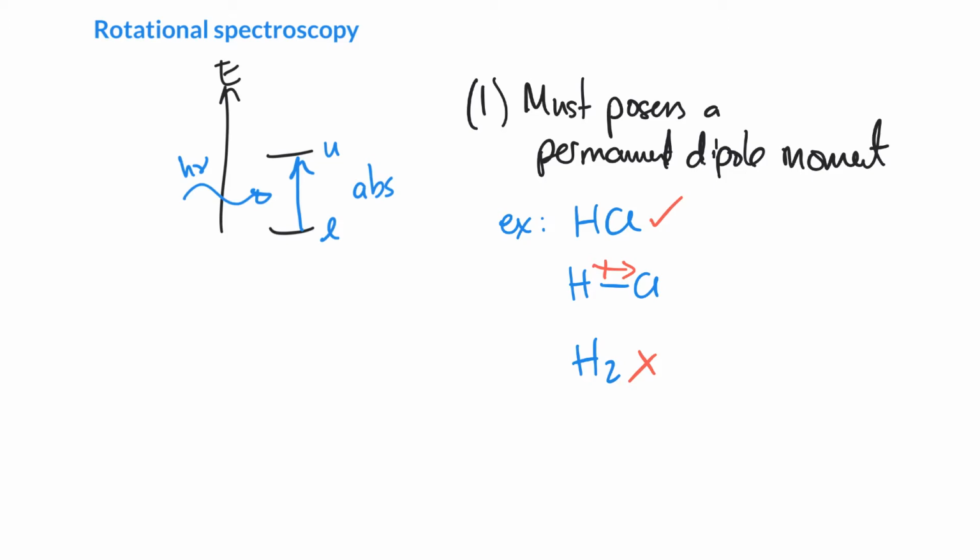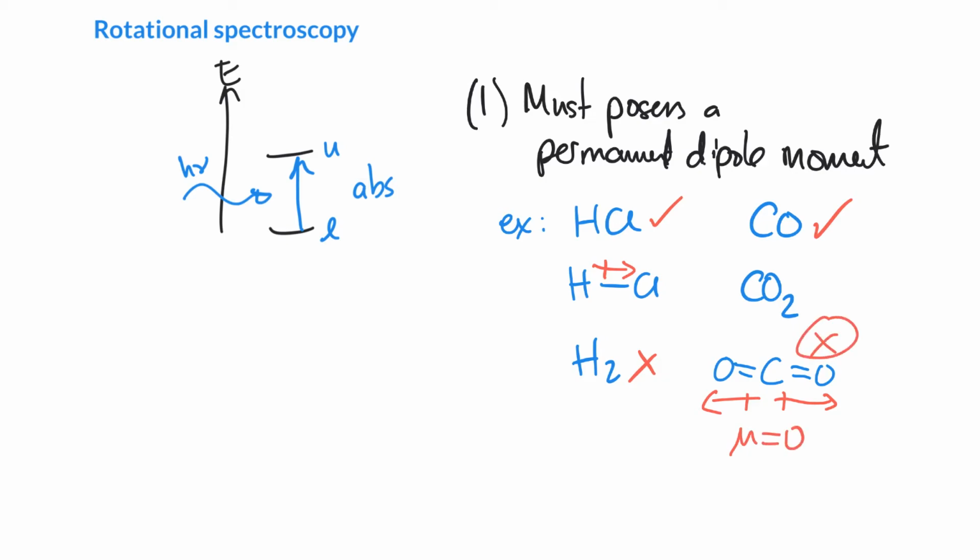But for now, if we take a molecule like carbon monoxide, we can see it is also going to have a permanent dipole moment, so we'll see a rotational spectrum. However, for something like carbon dioxide, we're not going to see anything. The reason is that it's a linear molecule. Though each bond might be quite polar, and so each bond may absorb infrared light and cause a vibration, the rotation is not something that we see. The dipole moments cancel out, so it has an overall dipole of 0. So CO2 does not give rise to a rotational spectrum.